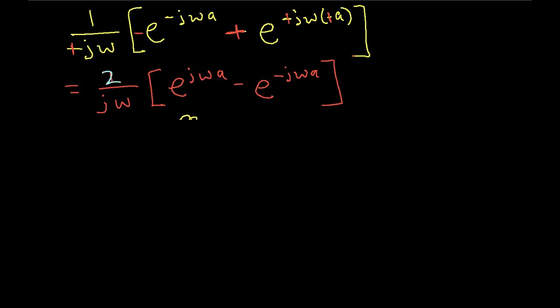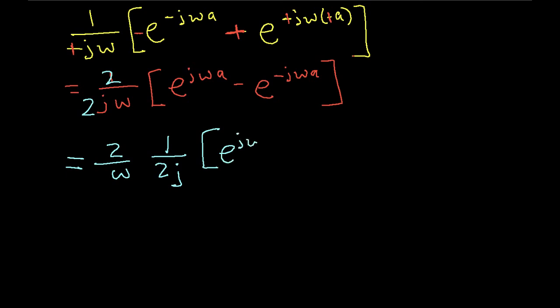So now I multiply the top and bottom by 2, and this is equal to 2 over omega times 1 over 2j, here we go, e to the j omega a minus e to the minus j omega a.